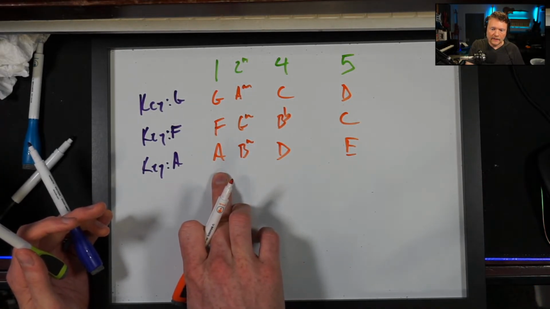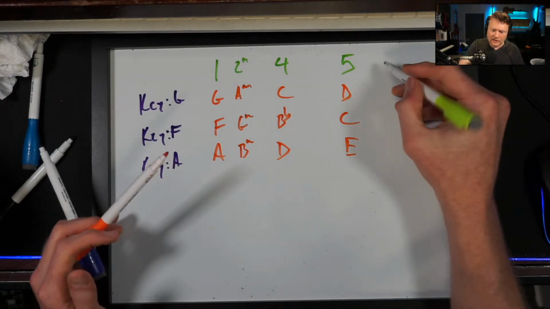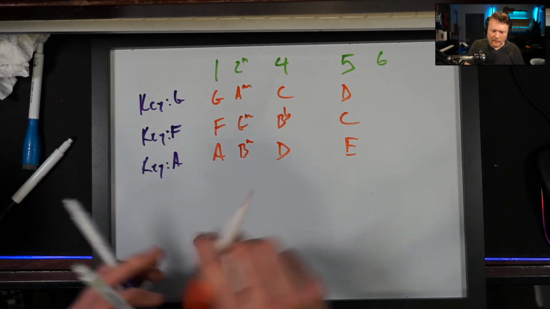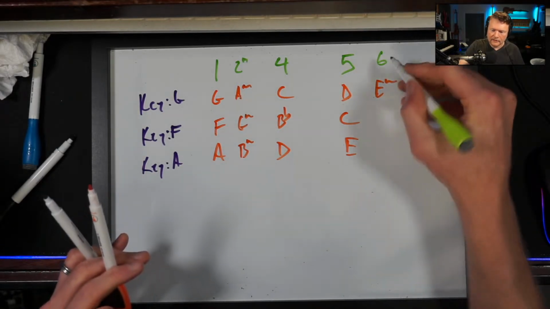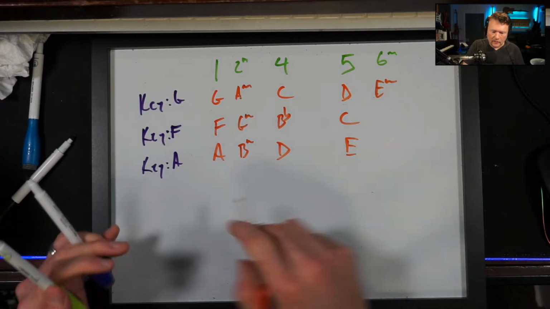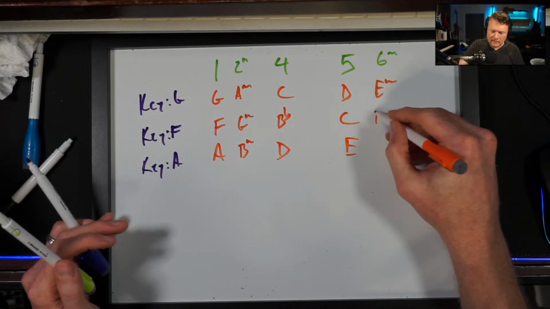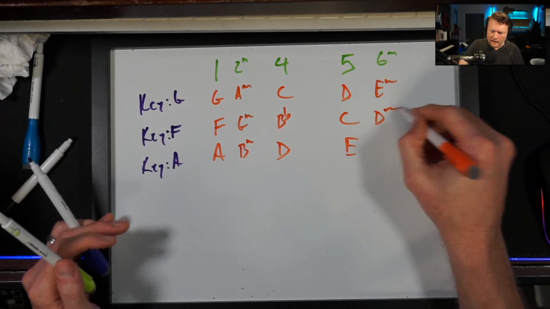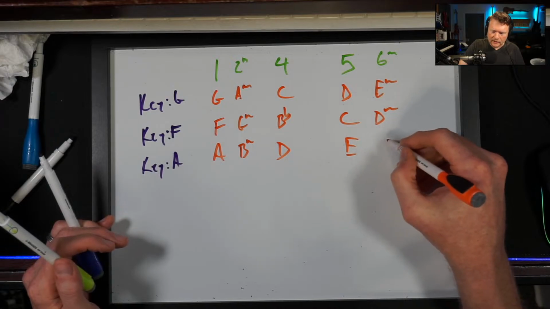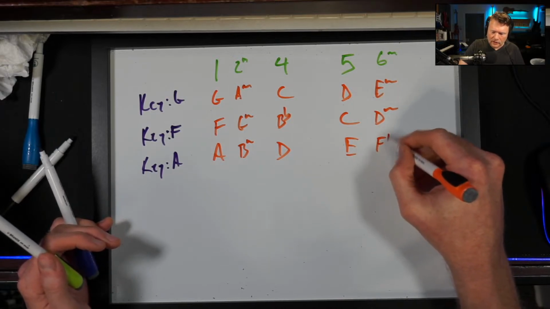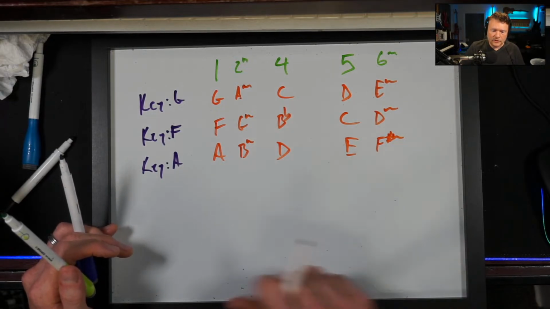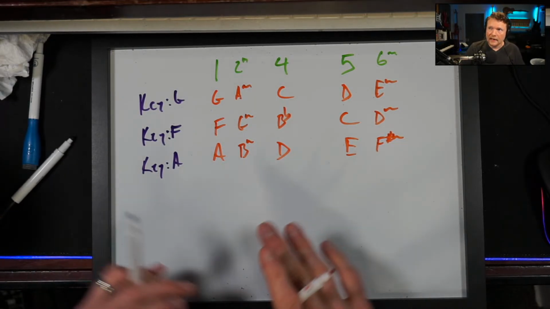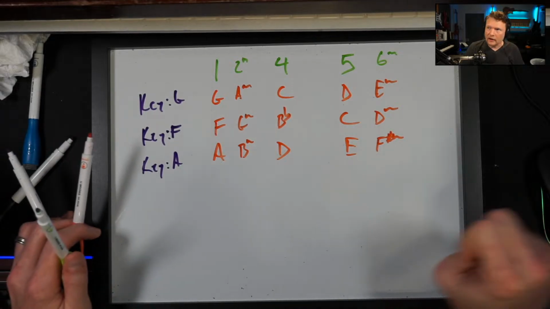And then what about the 6th? Well, the 6th is just going to be your next one up from here. So here, your 6 is going to be E minor, and it's always going to be a minor. Sorry, in the key of F, your 6 is going to be D minor. In the key of A, your 6 is a little bit different. It's going to be F sharp minor. But my point is, you start to figure this out, and it helps a lot.